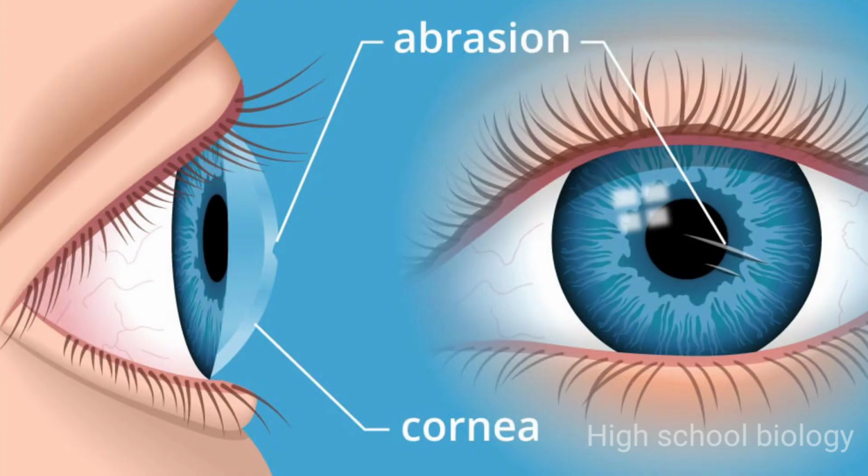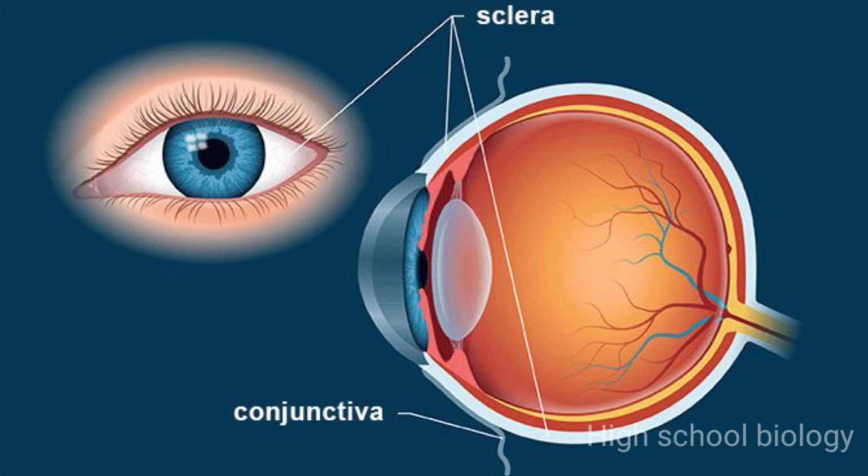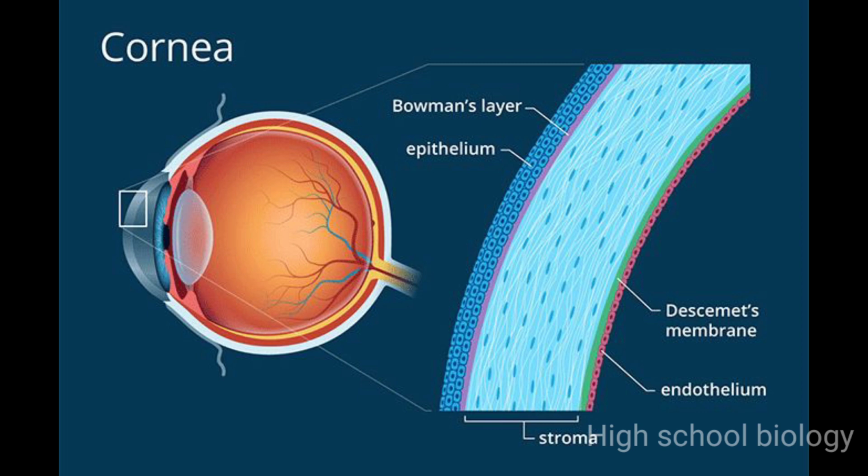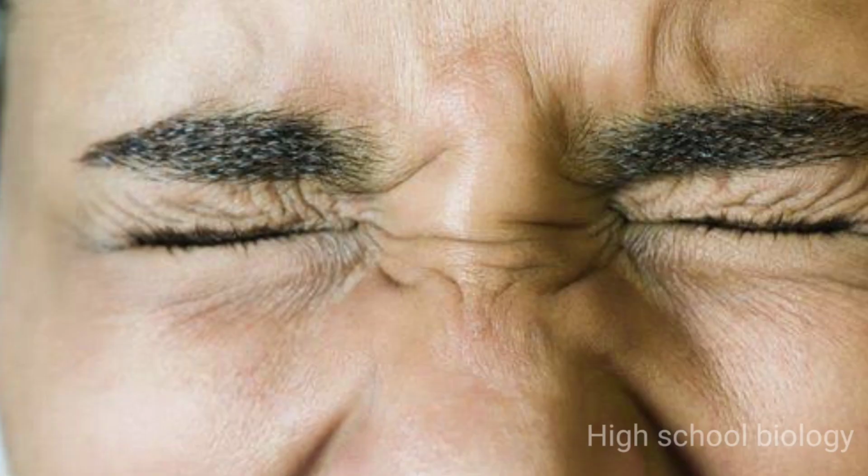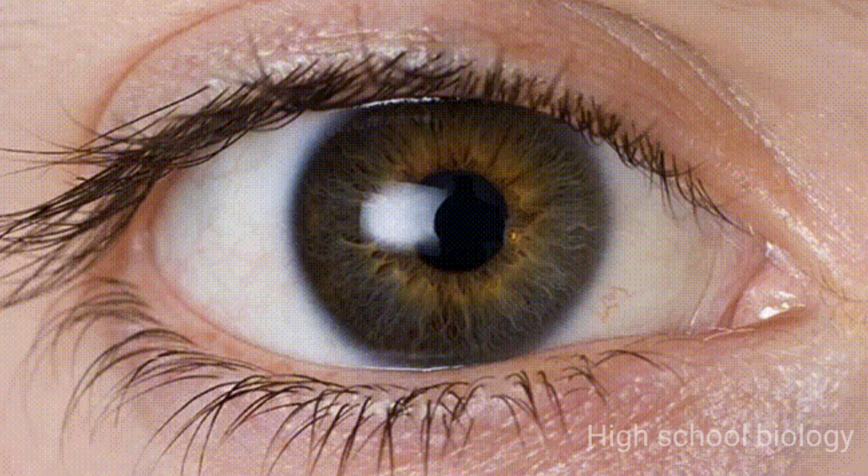The cornea is connected to the sclera, the tough white part of the eye. The cornea acts as a lens, bending rays of light as they enter the eye. Each time you blink your eyelids, it cleans and moistens the cornea.